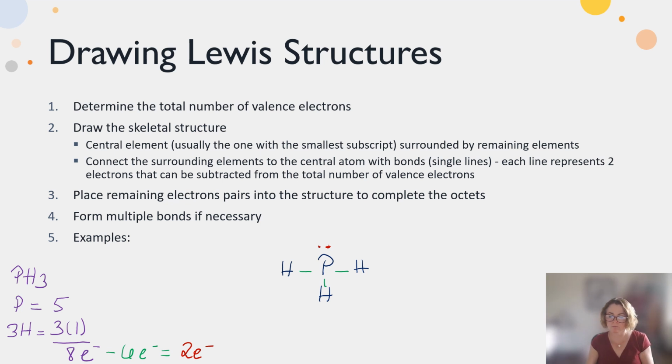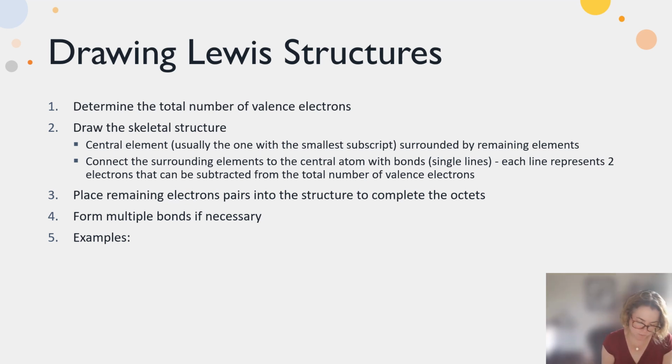Well, remember, hydrogen's good when it has 2 electrons, so one bond gives it those 2 electrons, and my phosphorus needs 8. I have 8 electrons around the phosphorus: 2 from the lone pair up here, and then 2 from each of the bonds, giving me 6, plus the 2 from the lone pair. I have a total of 8 electrons, and I've used all 8, so this structure is done.